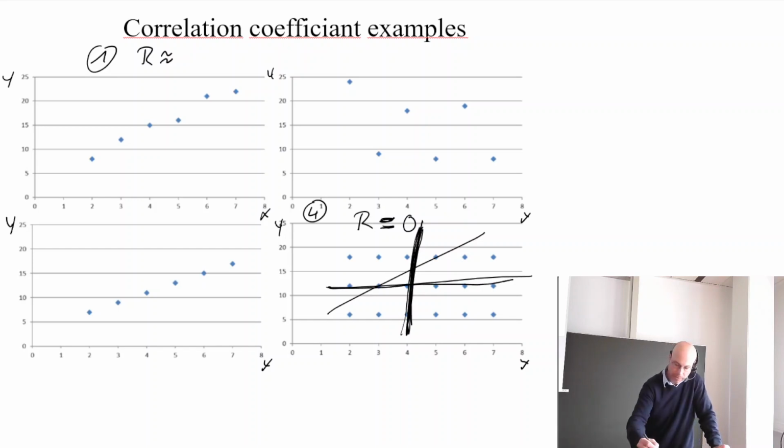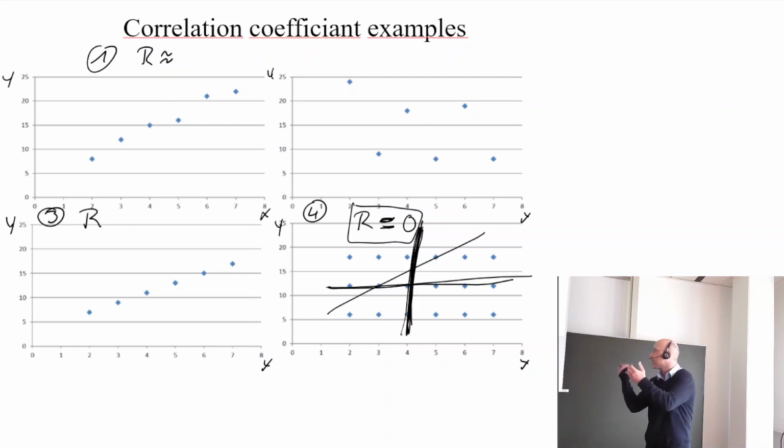And therefore, in this case, we have R is 0. Then let's go to the third diagram. What do you think R is here, if you look at it just by eye? Then I think you can make an assumption what kind of data points I've used in this diagram. 0.8, this is again quite good.